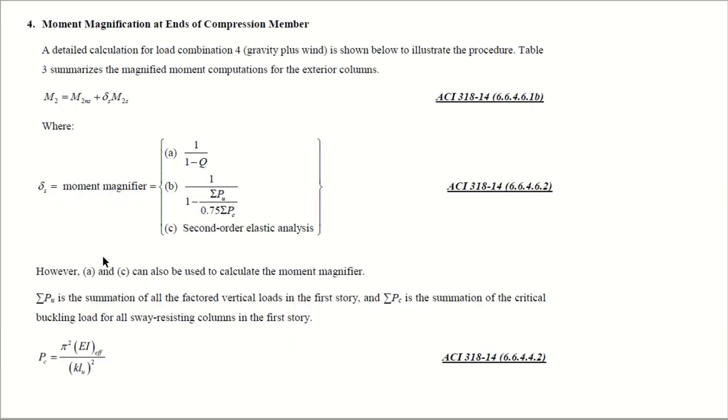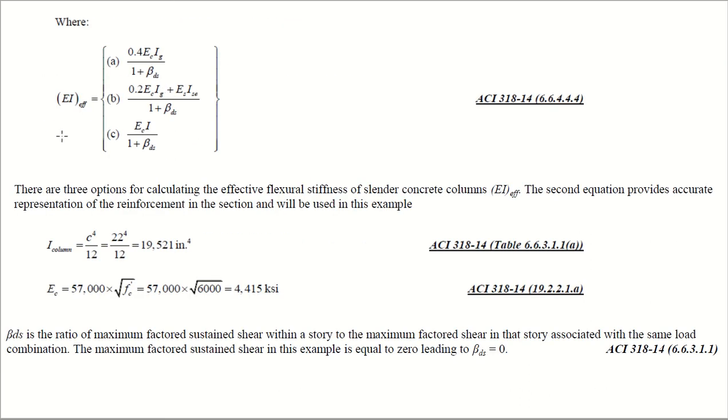Where EI effective, you have used EI effective here, right? So EI effective is either of these three equations. You can go through these equations. There are three options for calculating the effective flexural stiffness of slender concrete columns, EI effective. The second equation, this one, provides an accurate representation of the reinforcement in the section and will be used in this example. So this equation is the accurate representation of the column which we are considering, so we will be using this equation. I column, you know, c to the power 4 divided by 12, you know the value of c, 22 inches, so 19,521 inch to the power 4, and Ec is 4415. We already calculated it in step number 2.